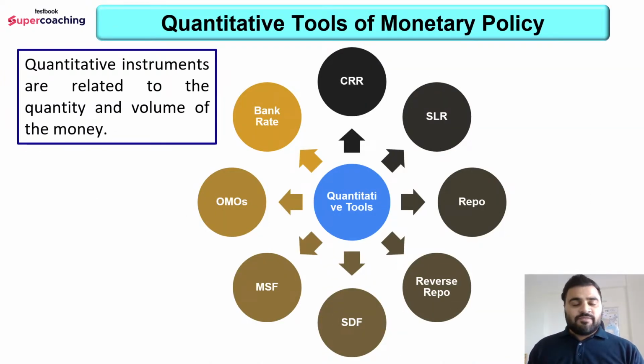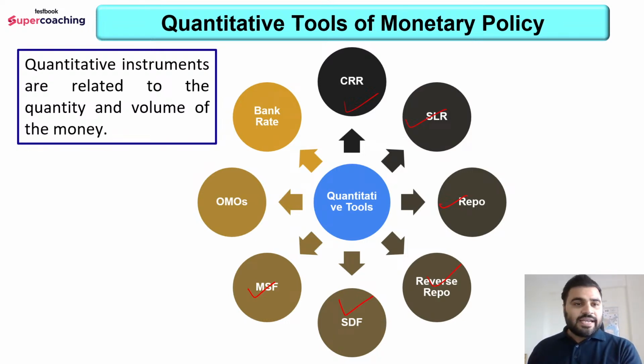Moving ahead with today's content, that is, quantitative tools of monetary policy. We have already discussed the CRR and the SLR, we have discussed what the repo rate is and how RBI uses it, and we have also discussed the reverse repo rate. Today, the two important tools that we are going to discuss are the standing deposit facility and the marginal standing facility. We will discuss what these tools are, how RBI uses them, and why RBI uses them, and how by using these tools the ultimate objective of monetary policy is achieved by the Reserve Bank of India.